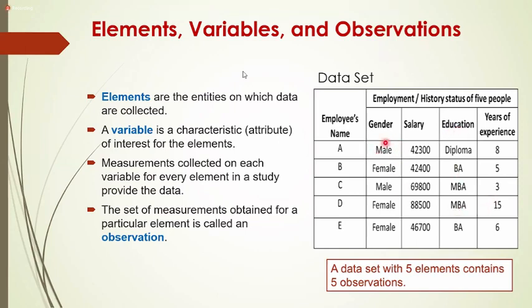Similarly, each and every fact in these cells are the measurements which are providing the data, right? So now this is the third point. The set of measurements obtained for a particular element is called an observation. So what are the observations we got for employee A?